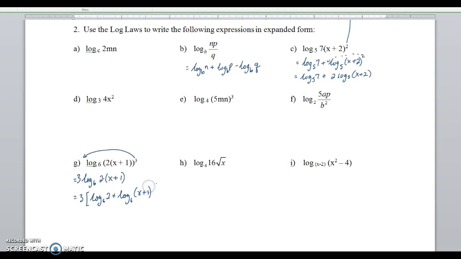These guys all follow the same kind of rules. When you get to letter H, remember that the square root could be rewritten as x to the 1/2, and you can follow the same kind of routine.